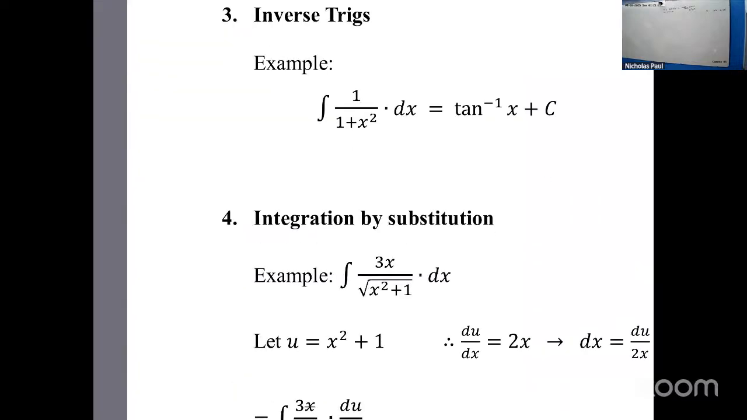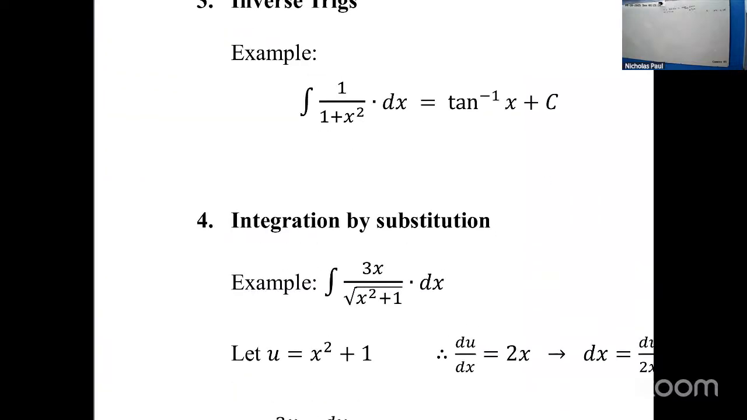Inverse trigs. Inverse trig is like this. Once you get something over 1 plus x squared, you know that it is tan inverse. And if all else fails, like in this example, can I use ln here? No. Can I use tricks? No, because there's 3x on top and there's a square root here with x squared. So we had to use substitution. Let u equal to the part in the bracket. And you're good to go.